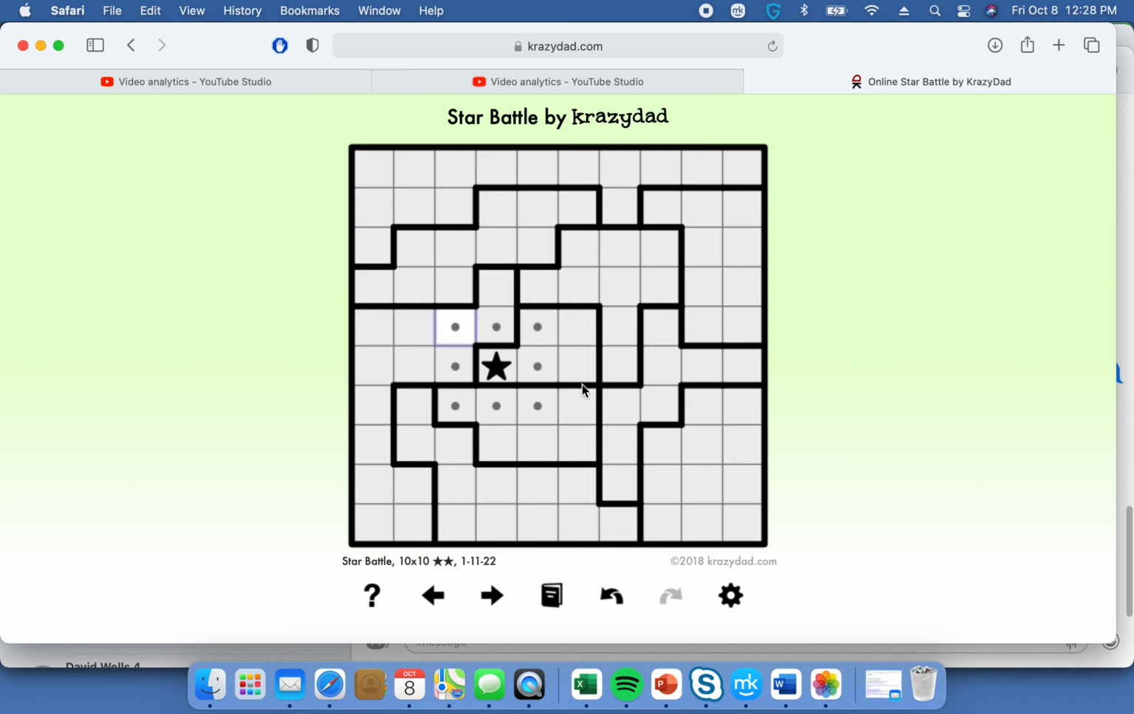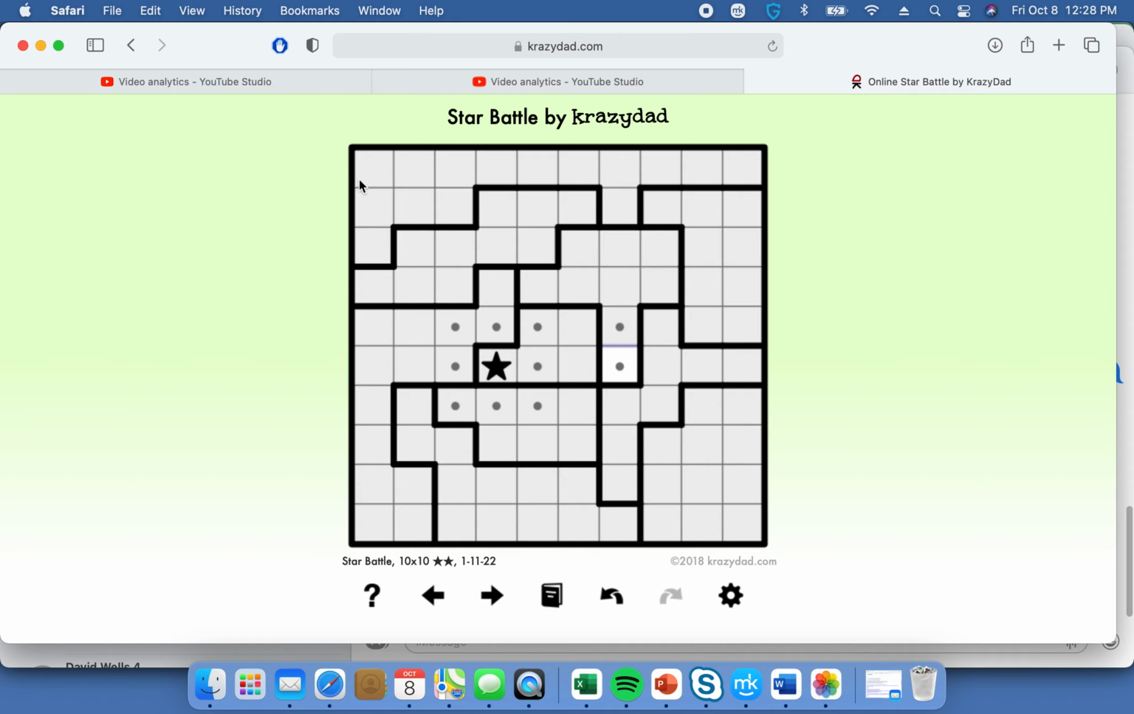And we know that we're going to have to put a star in either here or here, but we're not sure which one. So for the time being, we will put a dot there, because if we put a star here, it's adjacent to this cell and this cell. And if we put a star here, it's adjacent to this cell and that cell. So what else is popping out at me?